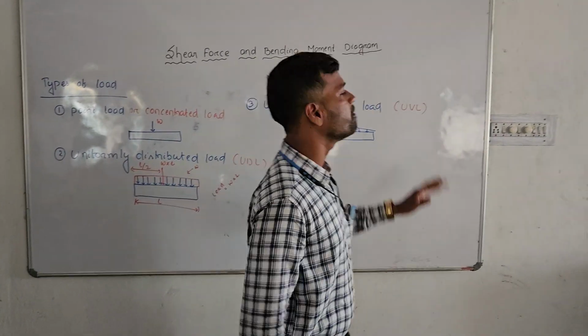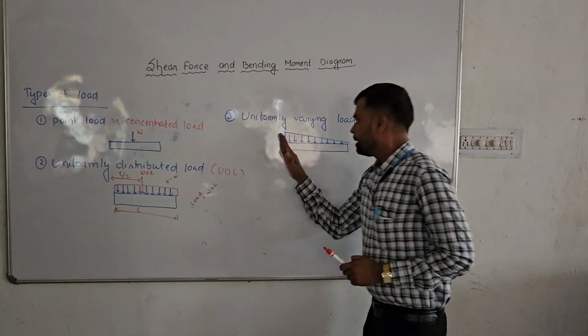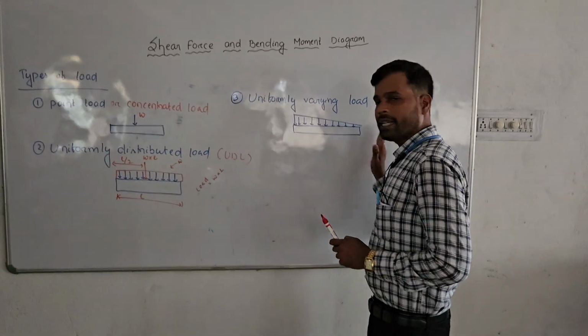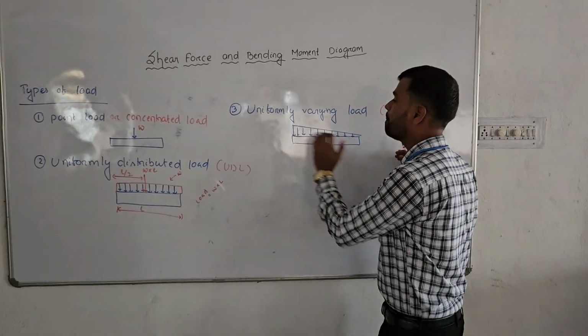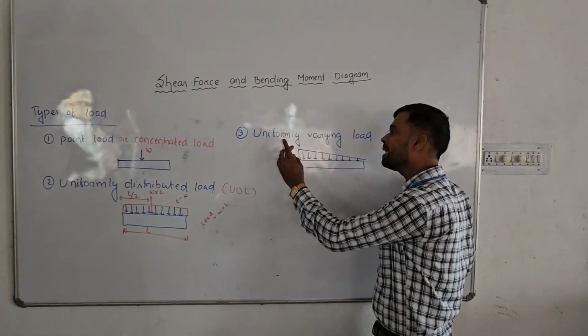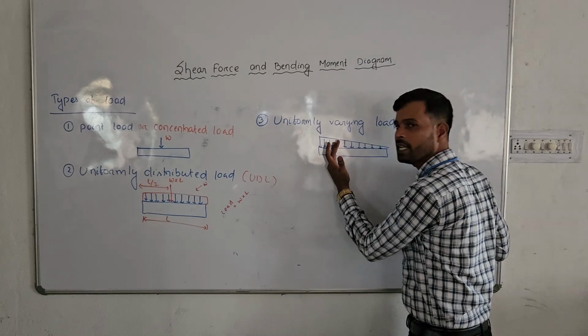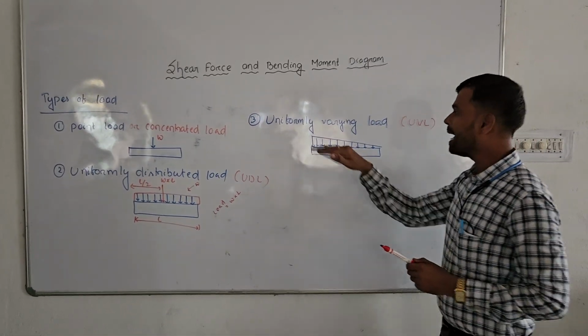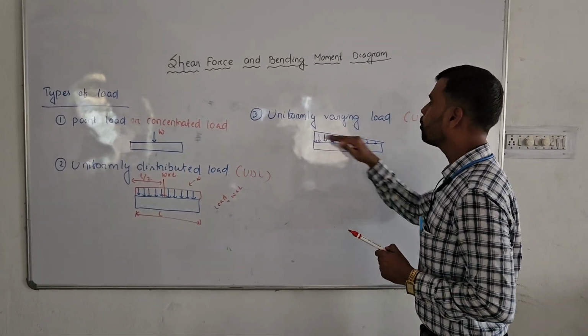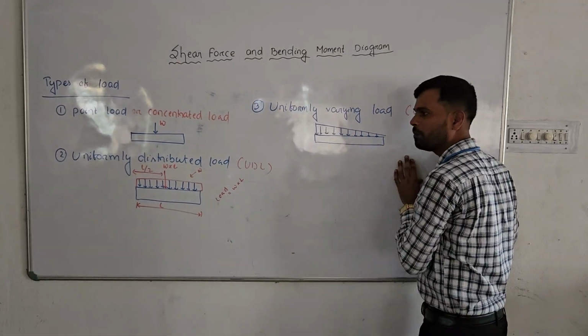Next we will see the uniformly varying load. In case of uniformly varying load, what is happening? The load varies from one end to another end, but in a uniform manner. That means at this point 10 Newton of load is acting, at the very next point 9 Newton, at the very next point 8 Newton. Like this, in a uniform manner the load is getting varied. So this type of load is called uniformly varying load.